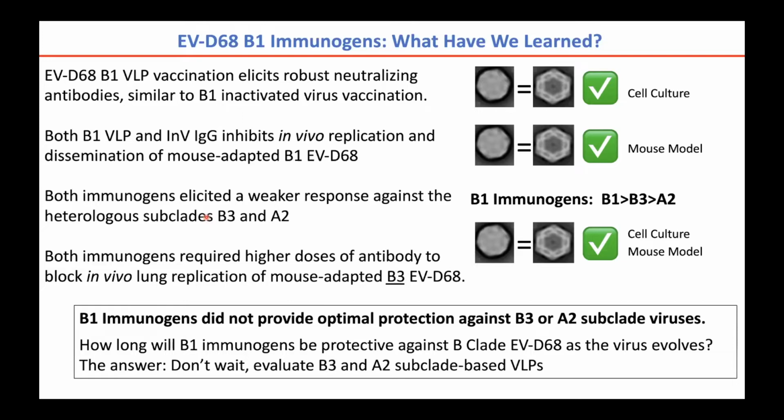And really the question is, if you look at the B subclade, how long will these B1 immunogens be protective as the virus continues to evolve? The answer is that we don't want to wait to find out. We want to go ahead and evaluate B3 and A2 subclade VLPs. For the rest of my talk, I'm going to talk about the work we've done with our B3 subclade-based VLPs.